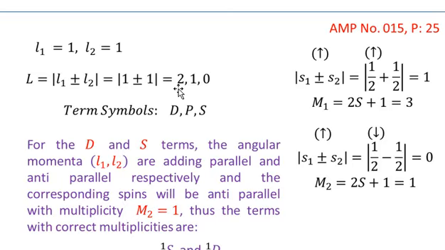The term symbols associated with the orbital quantum numbers 2, 1 and 0 are respectively the D symbol, P symbol and S symbol. S corresponds to L equal to 0, P corresponds to L equal to 1, and D corresponds to L equal to 2. Now let's talk about the addition of their spin quantum numbers.